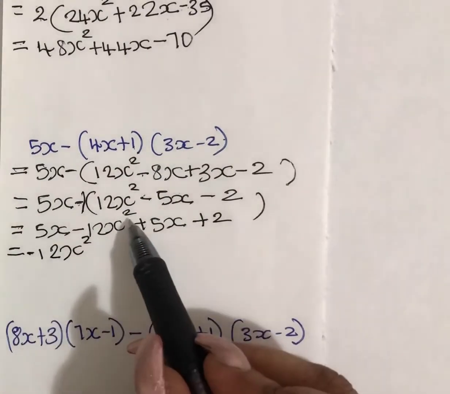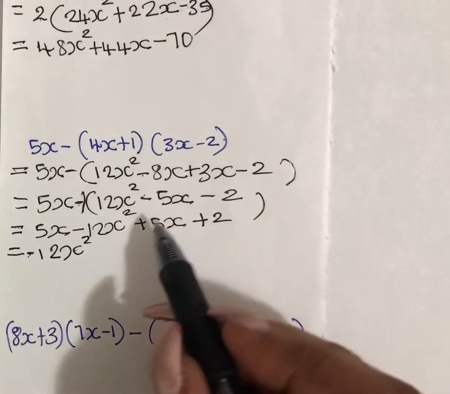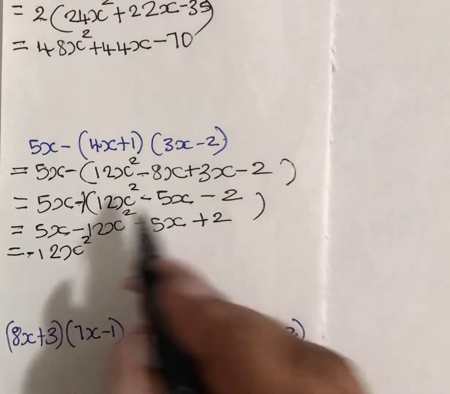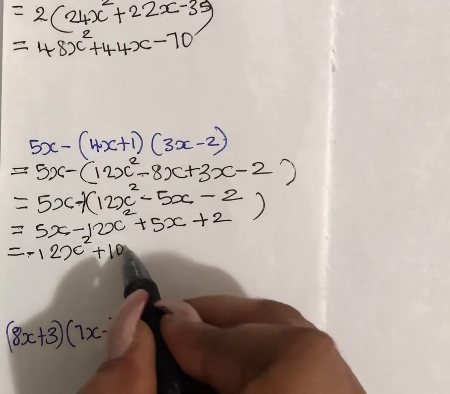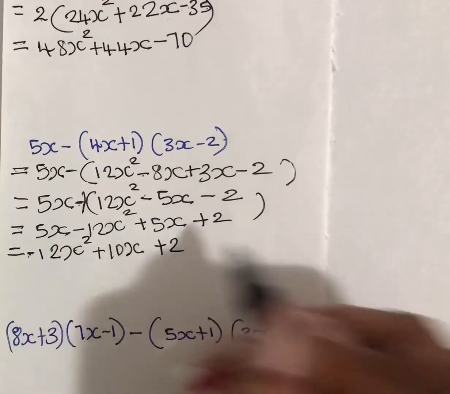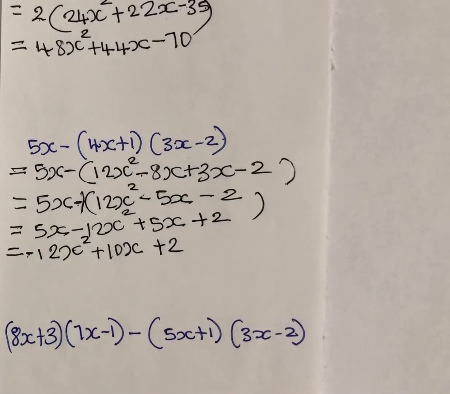The only x squared term is negative 12x squared, right? There we have 5x plus another 5x there. Gives us 10x, and our only constant term is 2.